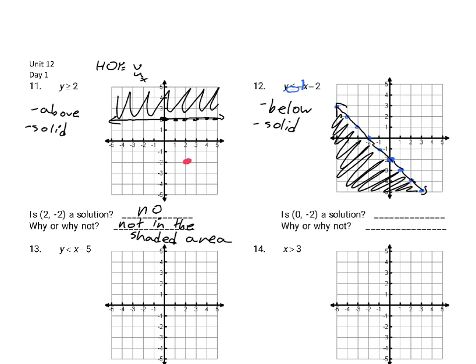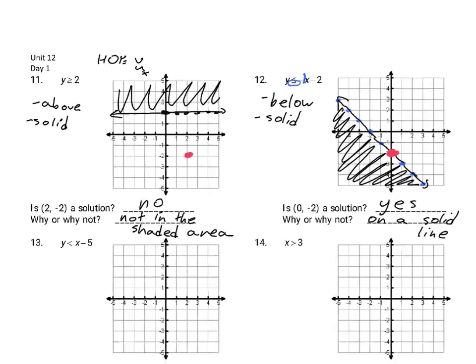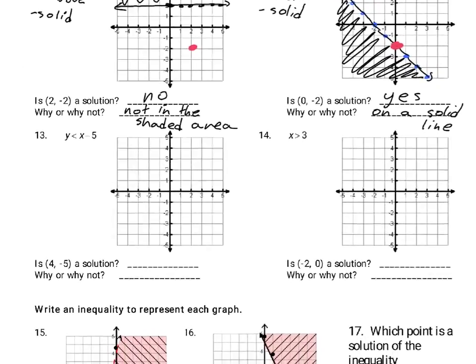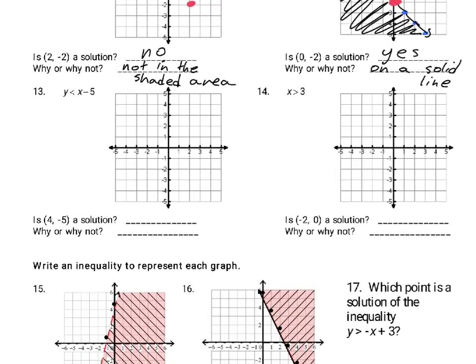So let's check out that point, (0, negative 2). Okay, so the two things we can check. Is it in the shaded area? No, it is not. Is it on the solid line? Yes. Okay, so this is, in fact, a solution here because it is on a solid line. Okay, a few more like this one.